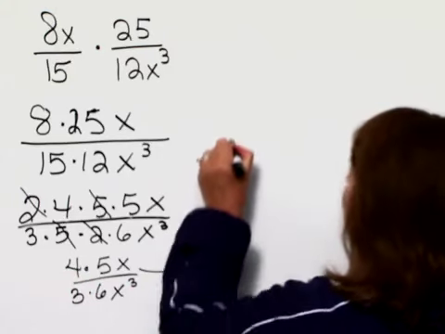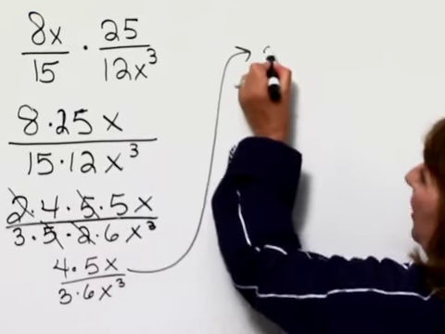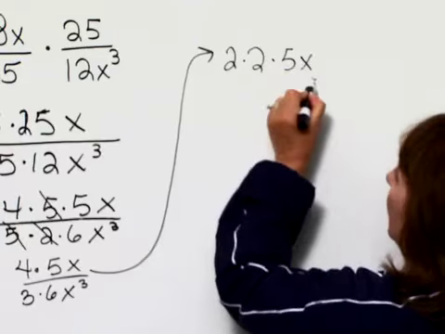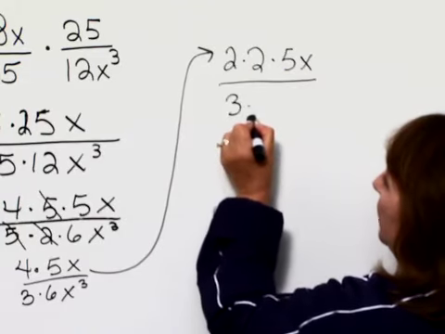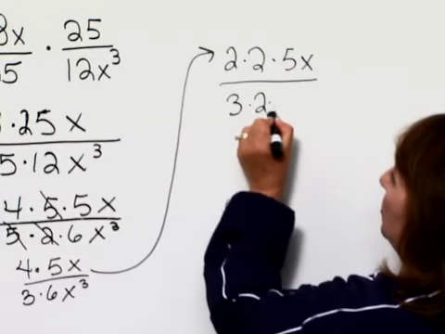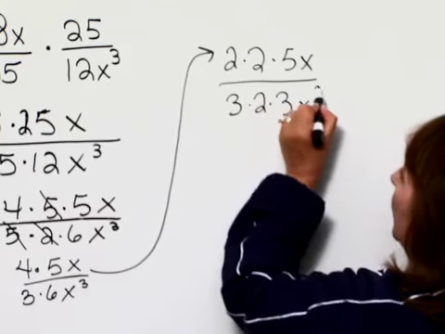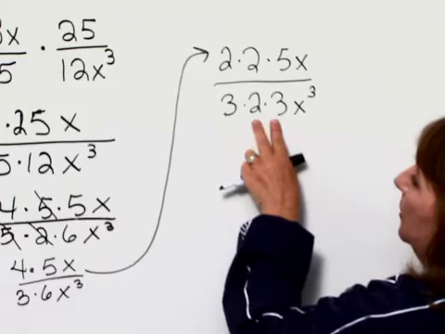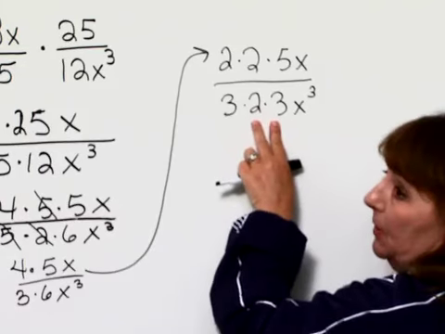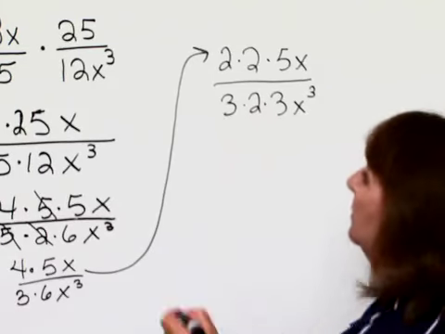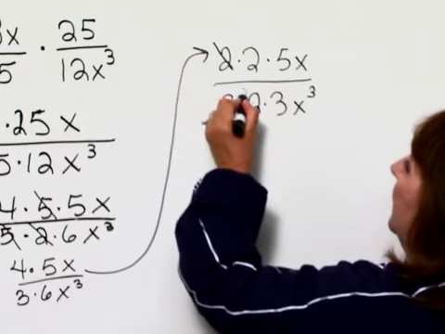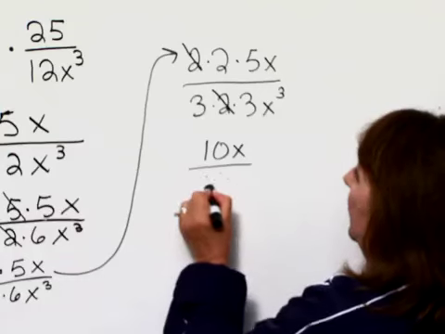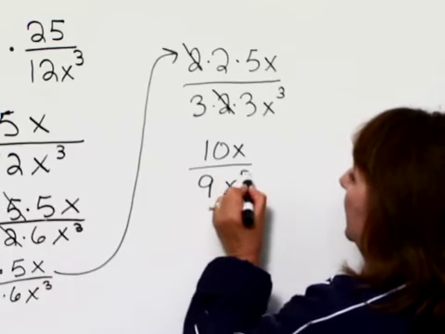So let's rewrite this problem. We're going to write 4 as 2 times 2, 5 times x, and 3, we're going to rewrite 6 as 2 times 3 times x cubed. So we took our 4, we factored it to 2 times 2, we took our 6, we factored it to 2 times 3, because we still had a common factor of 2 left. Now we can divide out the common factor. We have 10x in the numerator and 9x cubed in the denominator.